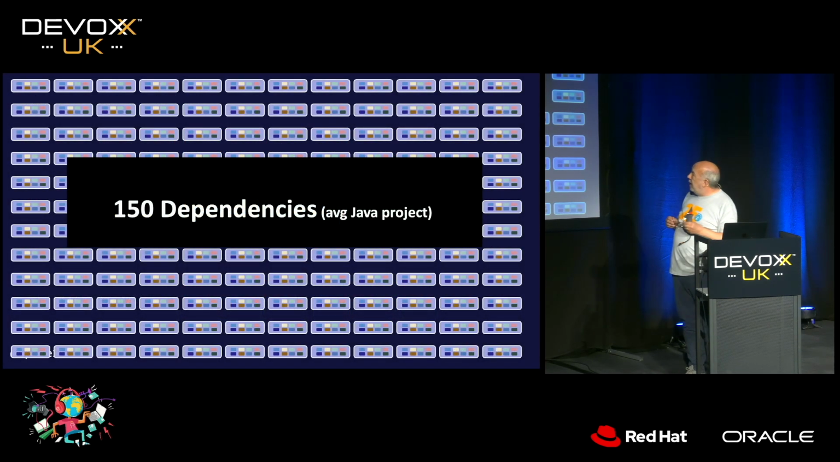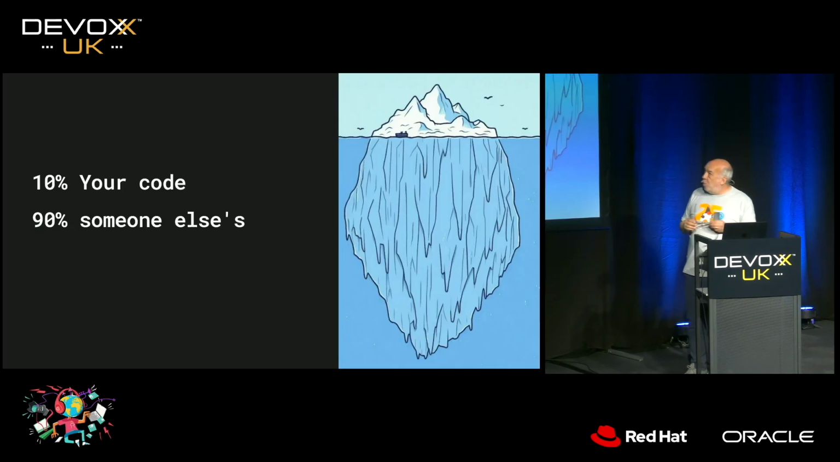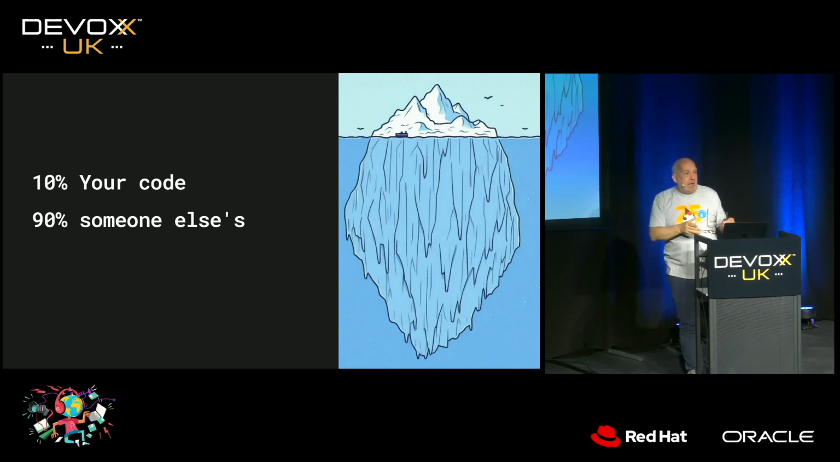So on average, a modern Java application has about 150 dependencies. So these are the ones you put in specifically, direct dependencies, then all the indirect ones, as they have their own dependencies. So that means that when you look at your application, 10% is yours, the bit at the top, right? Everything below that is somebody else's. You couldn't produce an application that you do today without the help of all that extra stuff.